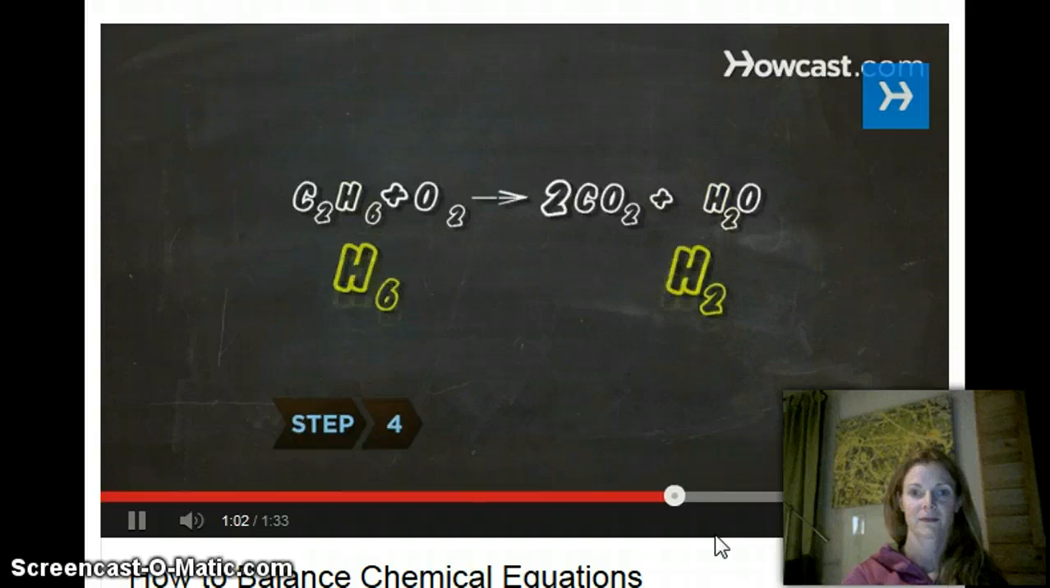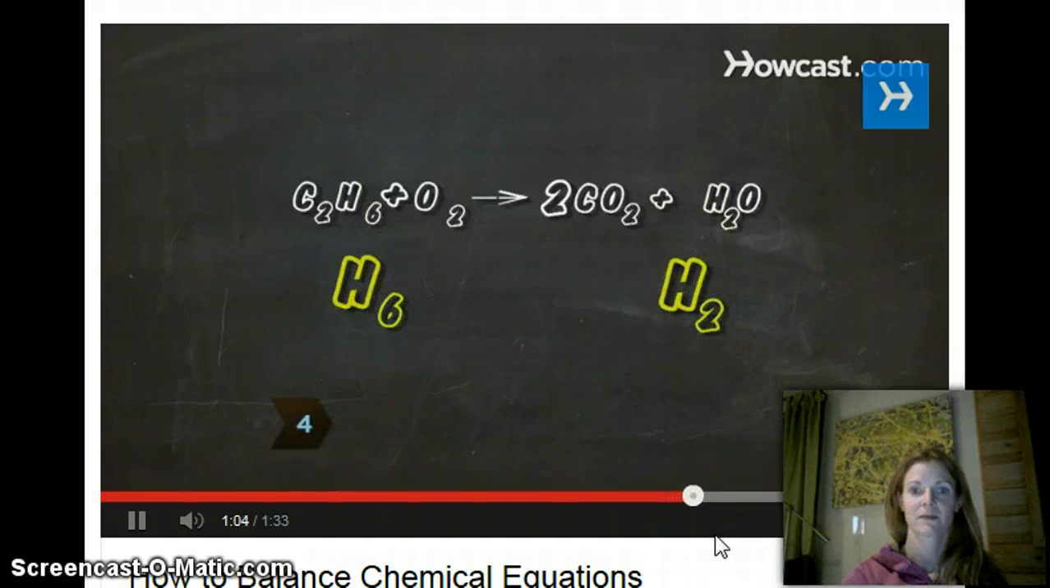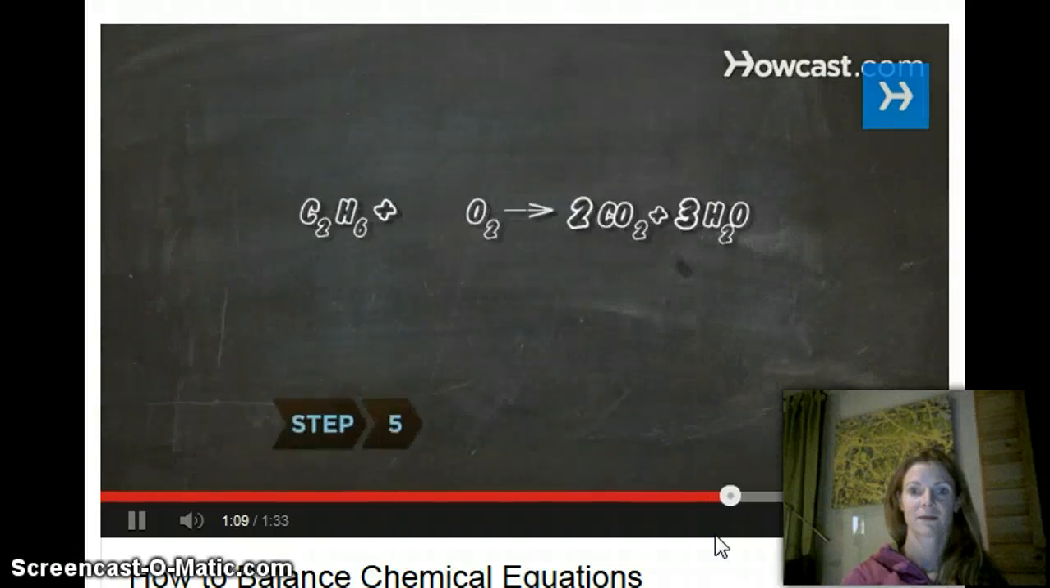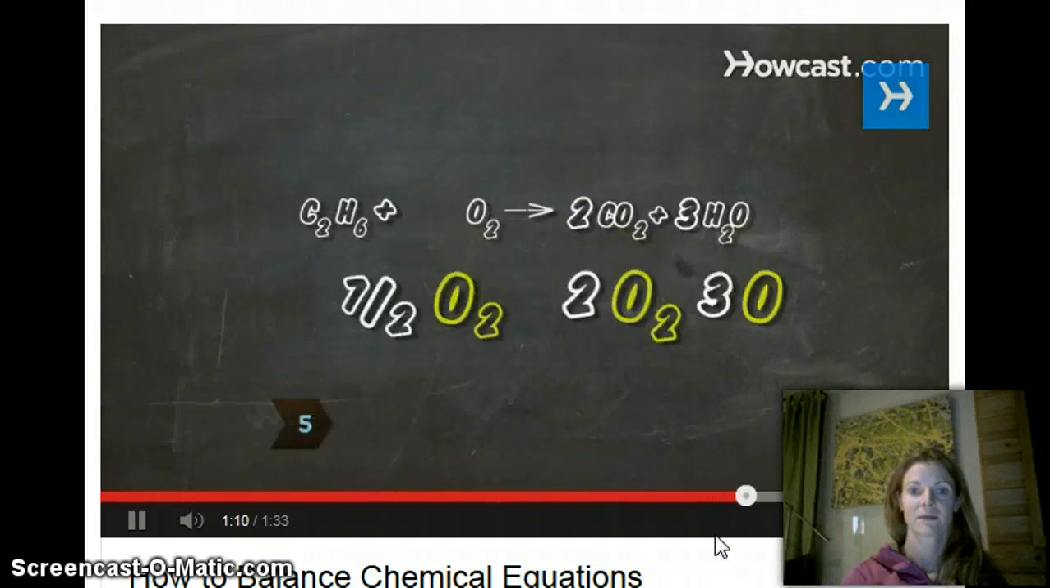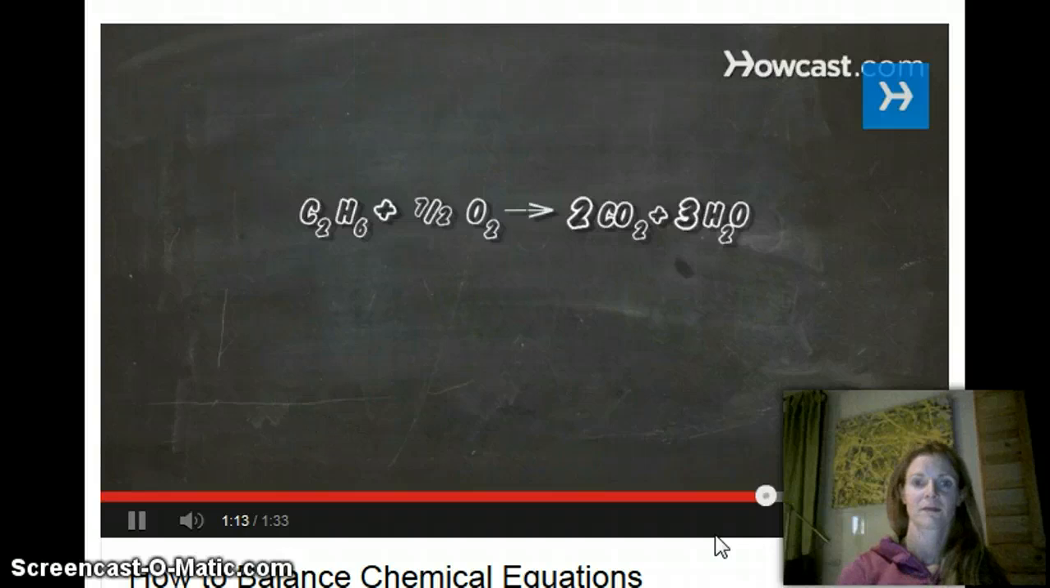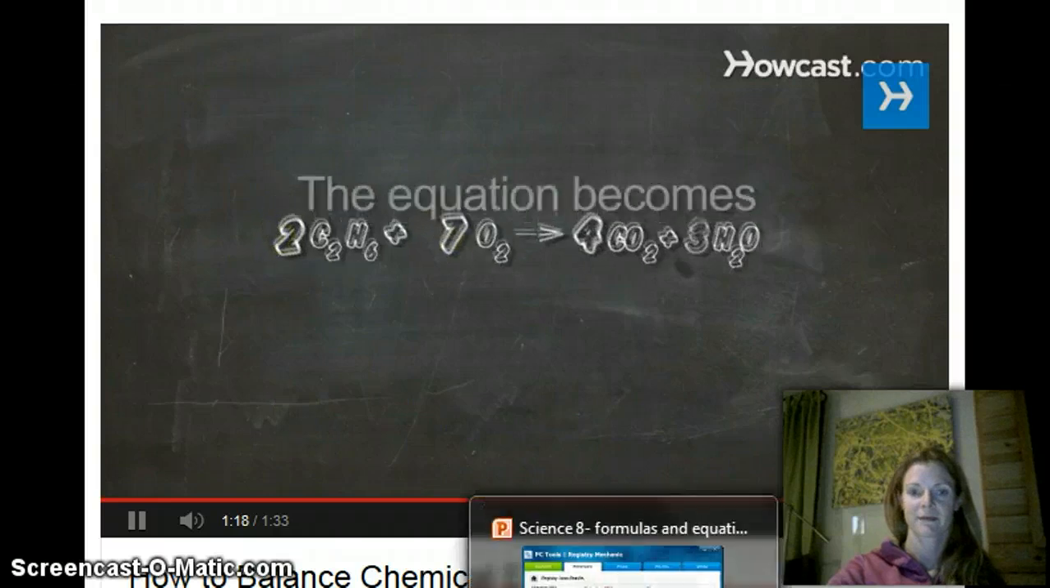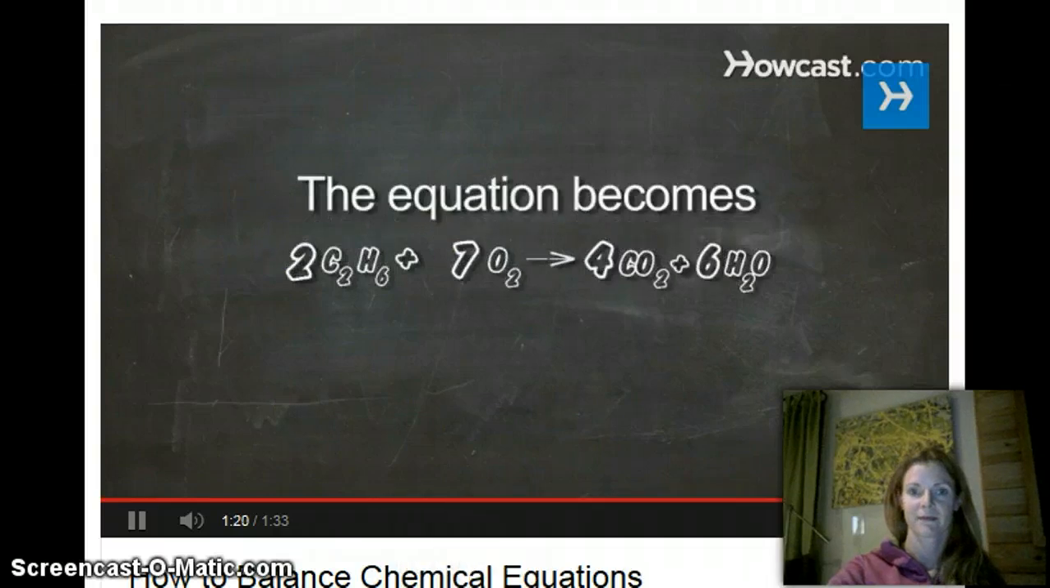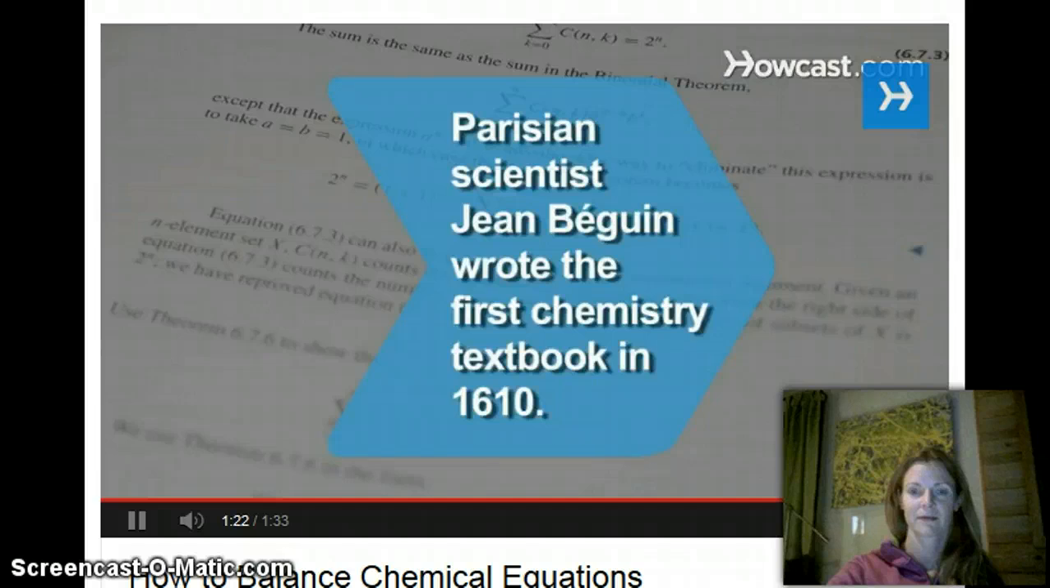Step 4. Select another element or compound that is not balanced and balance it. Step 5. Repeat this process until the equation is completely balanced. Step 6. Eliminate any fractions in the balanced equation by multiplying through by the denominator of the fraction. Did you know Parisian scientist Jean Beguin wrote the first chemistry textbook in 1610?